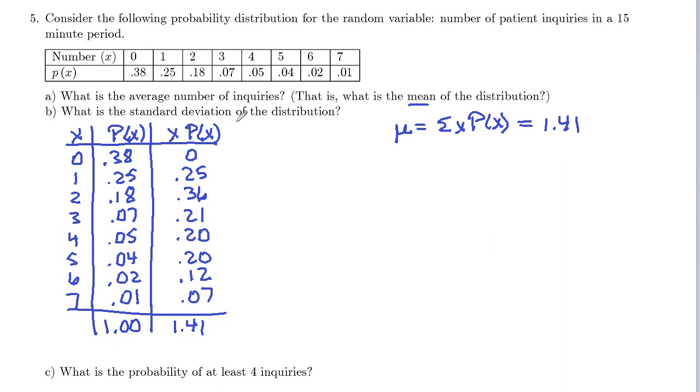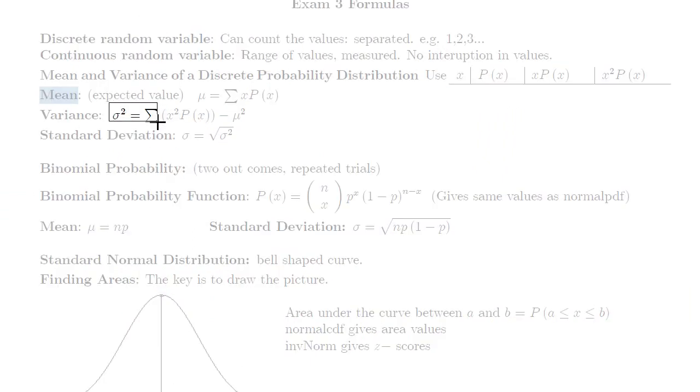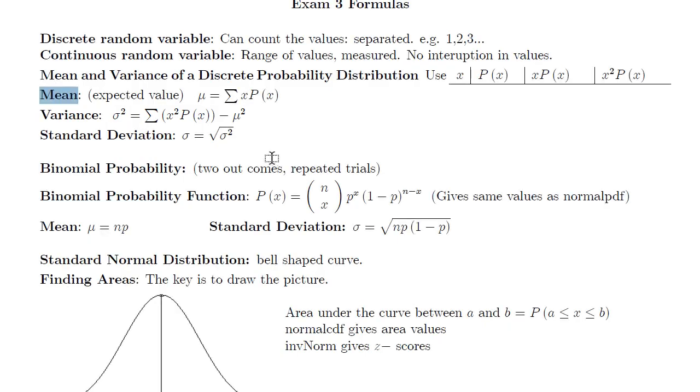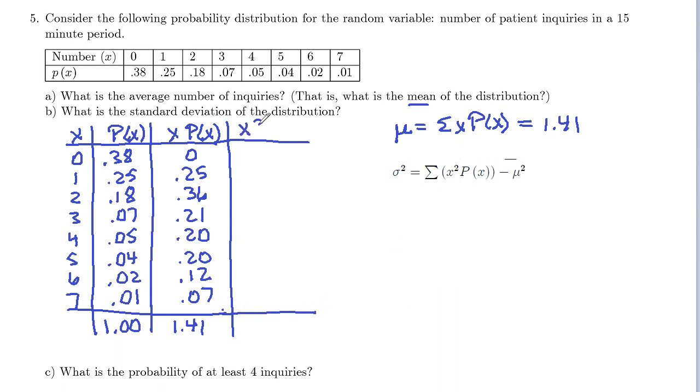Part B, what is the standard deviation of the distribution? So this is a discrete distribution. So our standard deviation, well, here's our variance. And then standard deviation, you take the square root of that. So let's grab that variance formula and bring that over. So we need the sum of x squared p of x. So we want to add one more column here on our table. This is going to be x squared times the probability of x.